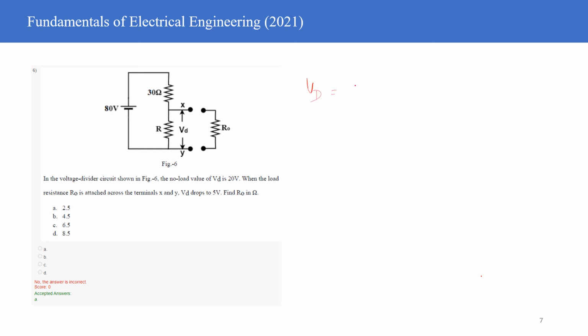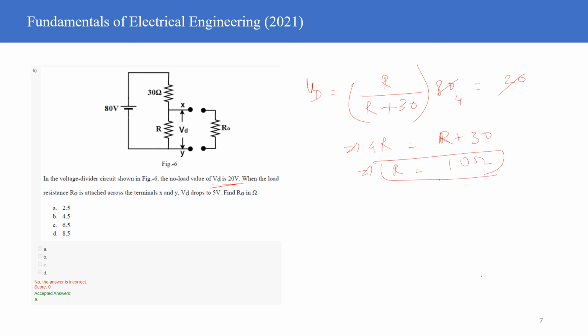So in the no load condition, the voltage VD is nothing but R upon R plus 30 into 80, right, from the resistance division. The question is saying that this is equal to 20. So that gives you 4. Therefore 4R is equal to R plus 30, and therefore R is equal to 10 ohms, right?